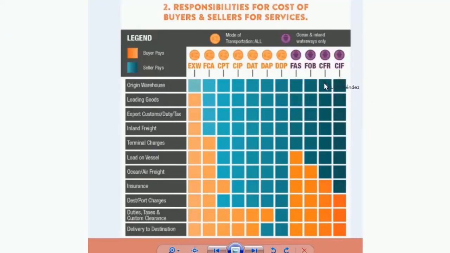Then we have the CFR, which means from origin warehouse up until ocean freight is going to be paid by the seller, and from insurance until delivery to destination is going to be paid by the buyer or the importer. And finally, we have the CIF, which means from origin warehouse up till insurance is going to be paid by the seller, and then the last three ones, which are the export charges, duty, taxes, and customs clearance for imports, and delivery to destination is going to be paid by the buyer.